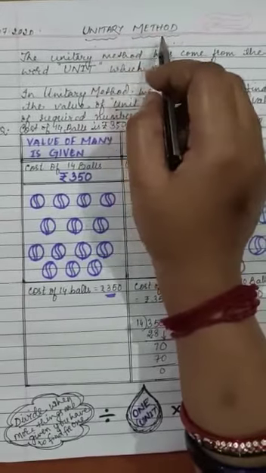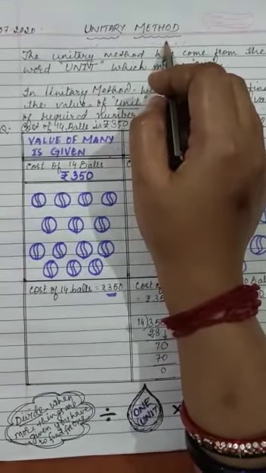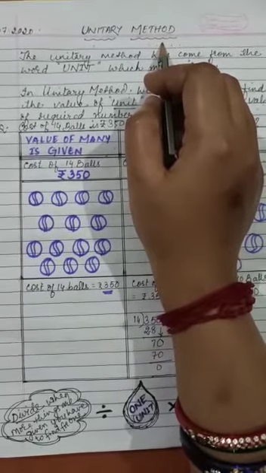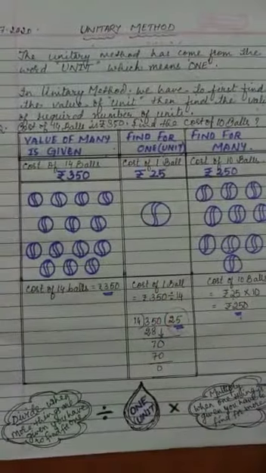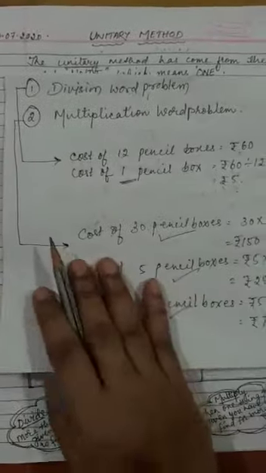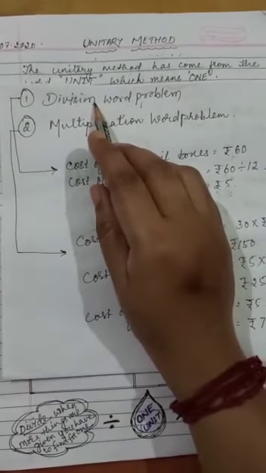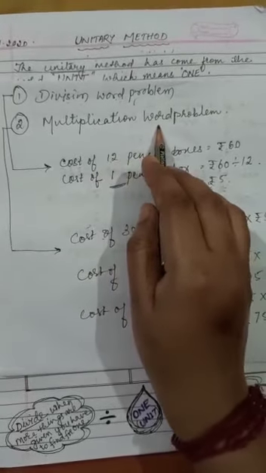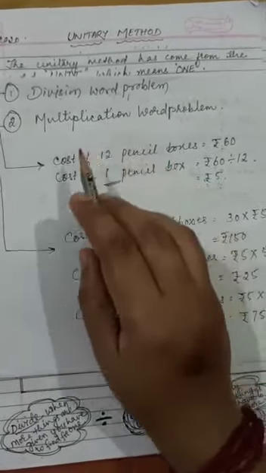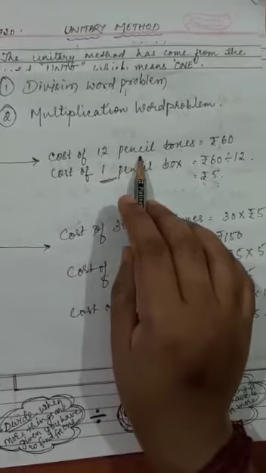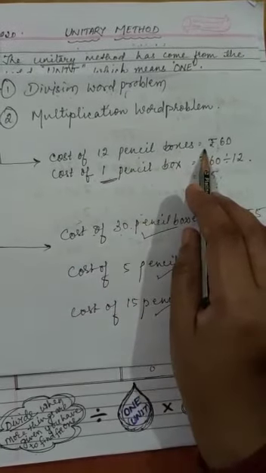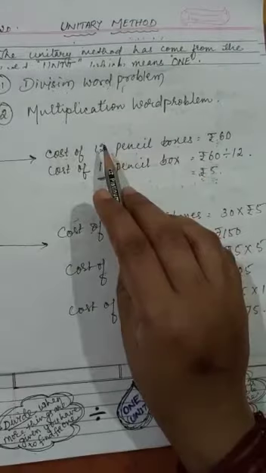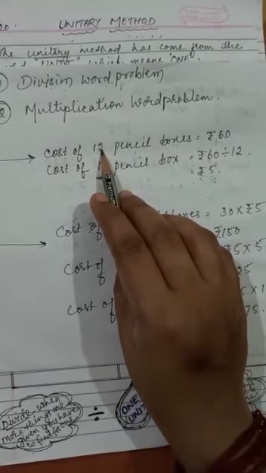Unitary method is a combination of two methods that we have already learned in our previous exercises. That is, it is the combination of the method applied in division word problems and the method applied in multiplication word problems. For example, when the cost of 12 pencil boxes is given to you and is equal to 60 rupees, then how will you find the cost of one pencil box?